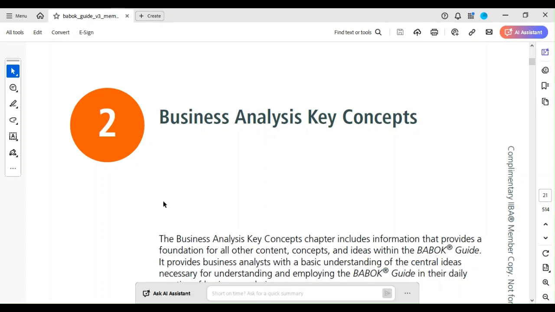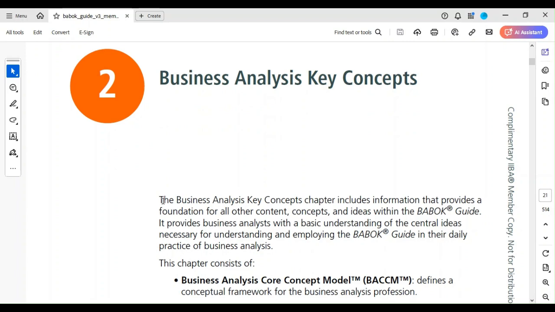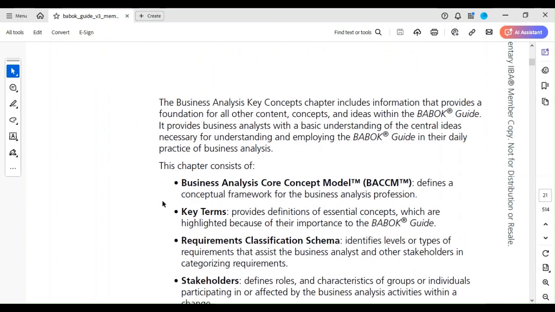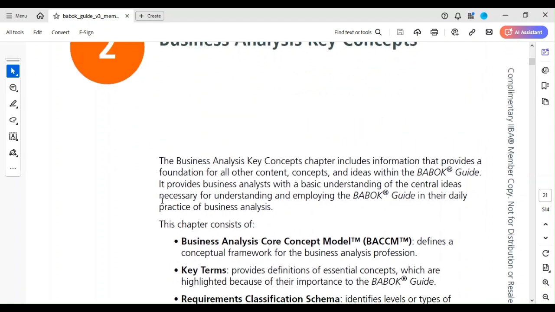So let's jump right into it. Chapter 2 has to do with business analysis key concepts. I hope you can hear me and see my screen. The business analysis key concepts chapter includes information that provides a foundation for all other content, concepts, and ideas within the BABOK guide. So let's move on and find out.